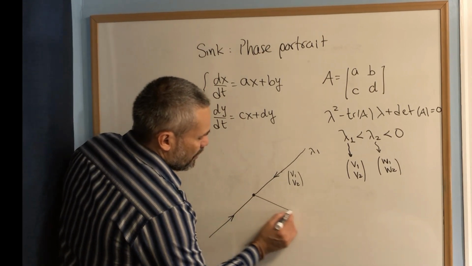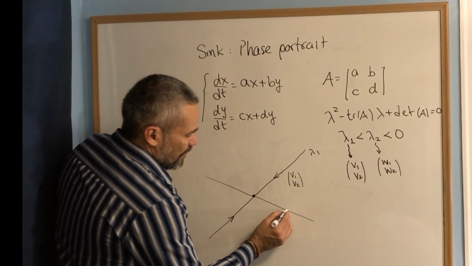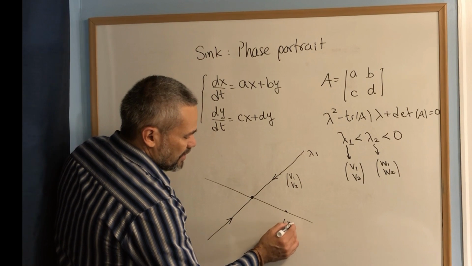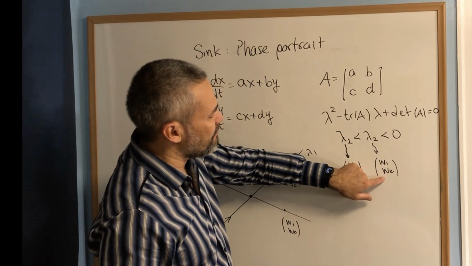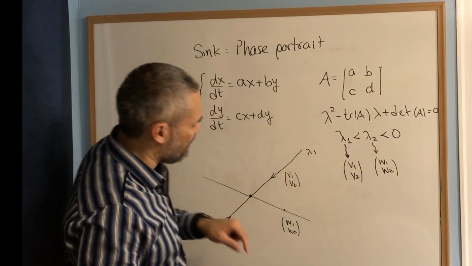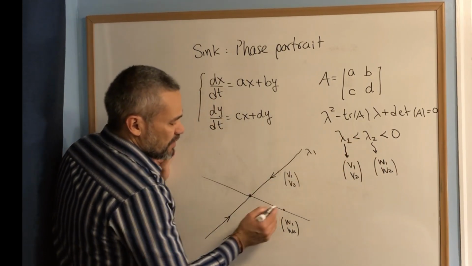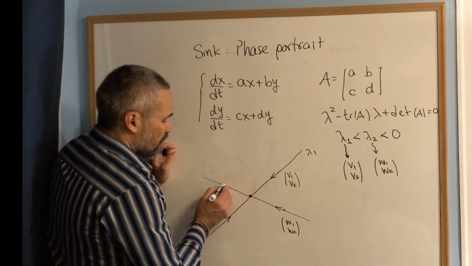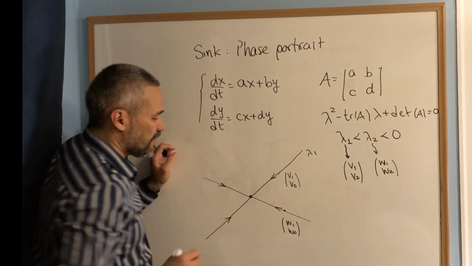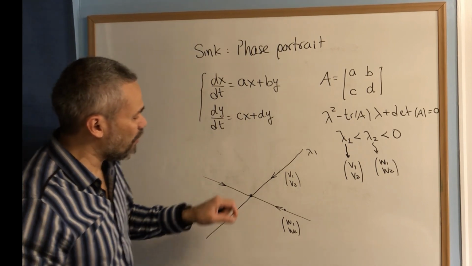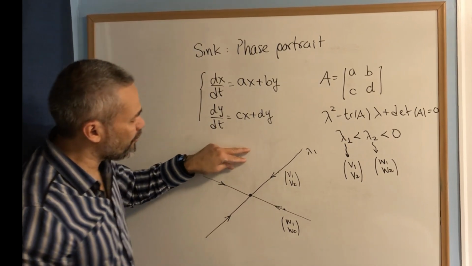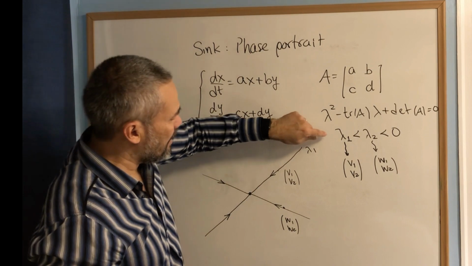Here we do the other semi-line. We pick a point here. This is the point w1, w2, which is a particular eigenvector that goes with this eigenvalue. Again, since lambda 2 is negative, the arrows go down. And then we have like 4 quadrants, and in each quadrant, we're going to draw an orbit. All the other orbits are similar.